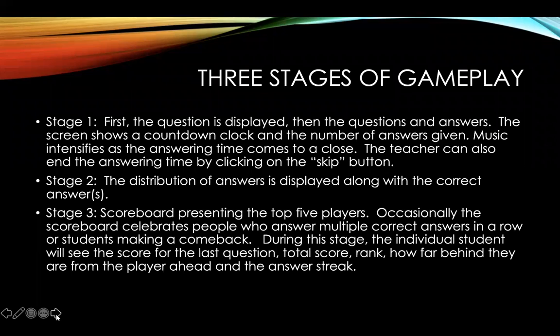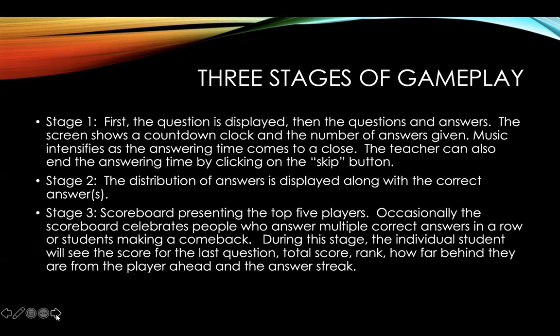Second stage, the distribution of answers is displayed along with the correct answers. And then in the third stage, after the players answer, you're going to see a scoreboard, and the scoreboard will present the top 5 players. Occasionally, the scoreboard will celebrate people who answer multiple correct answers or students who make a comeback. During this stage, the individual student will see the score for the last question, the total score, the rank, how far behind they are from the players ahead, and the answer streak.